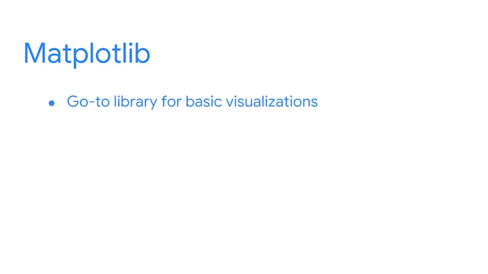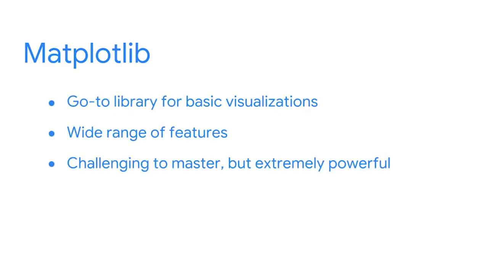Matplotlib is usually the go-to library for basic visualizations in Python. It has a wide range of features and can be challenging to master, but is extremely powerful, allowing developers to create almost anything they can imagine. Seaborn is another visualization package that is focused on statistical visualization.